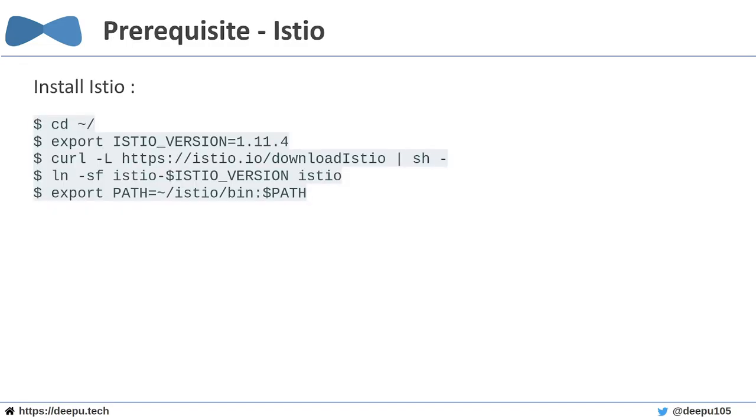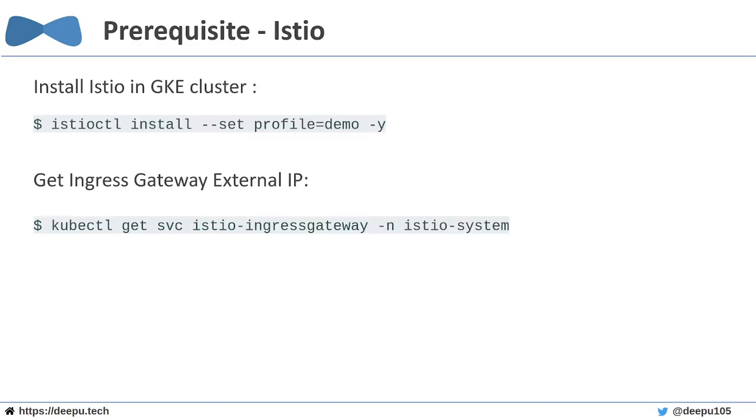Next step is to install Istio on our cluster. I'm using the latest version of Istio, of course. But first, we need to install the istioctl CLI on our local machine. So you can use these commands to do that. I have already done this. Then we need to use the CLI to install Istio to the GKE cluster itself.